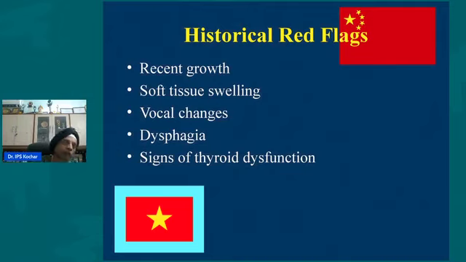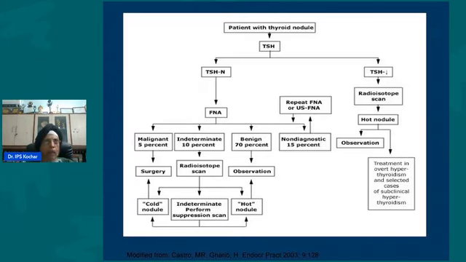Now, what are the historical red flags when you start looking at a nodule? Is there recent growth? Has it been present over the last few years or few days? Any soft tissue swelling? Any vocal changes? Dysphagia, signs of thyroid dysfunction. These are things one has to keep in mind. Are they there or not? If they are there, how do we proceed further? You have to keep a watch on the esophagus and the trachea, and you have to see other thyroid dysfunction and soft tissue swelling.